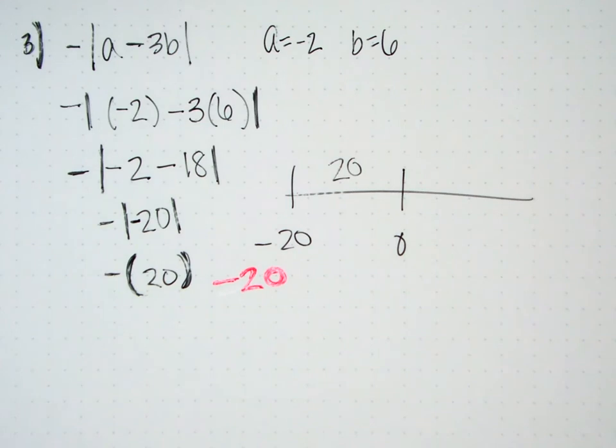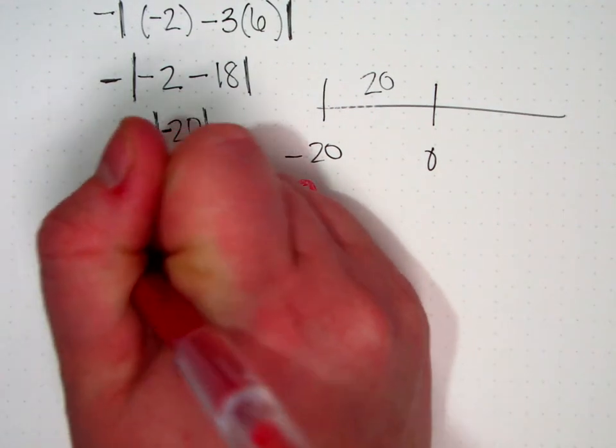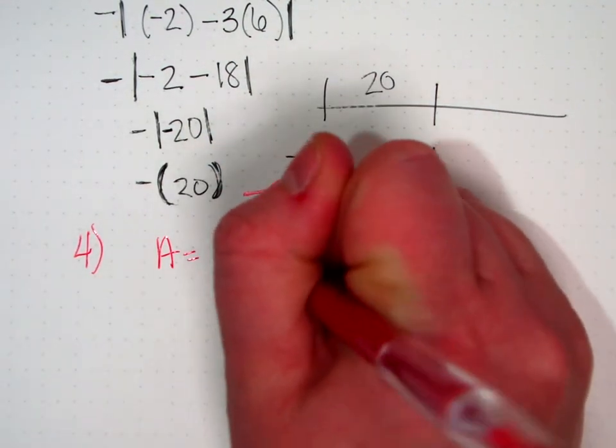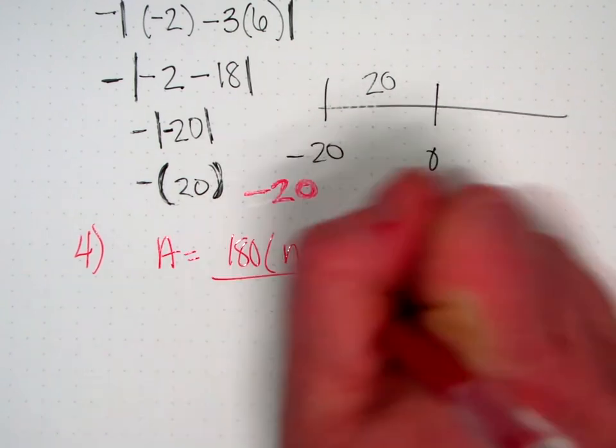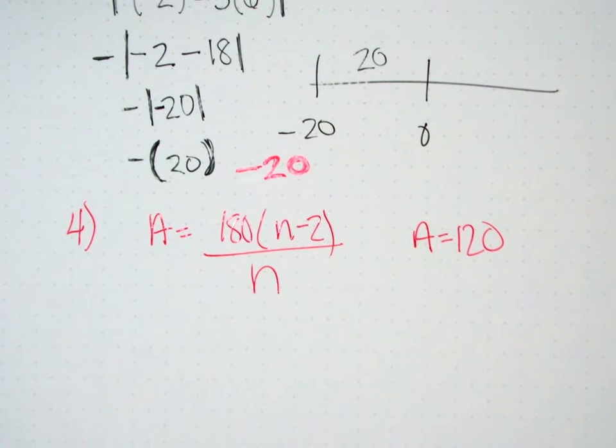Okay. Number 4. See if these pens wake up. You have A equals 180 times n minus 2 divided by n. A equals 120. All right?